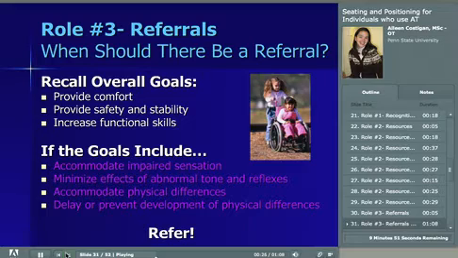The goals of seating and positioning that were identified at the beginning of the module have been discussed as a guide for determining if a referral to a professional with expertise should be initiated. These are reviewed on the slide for you.